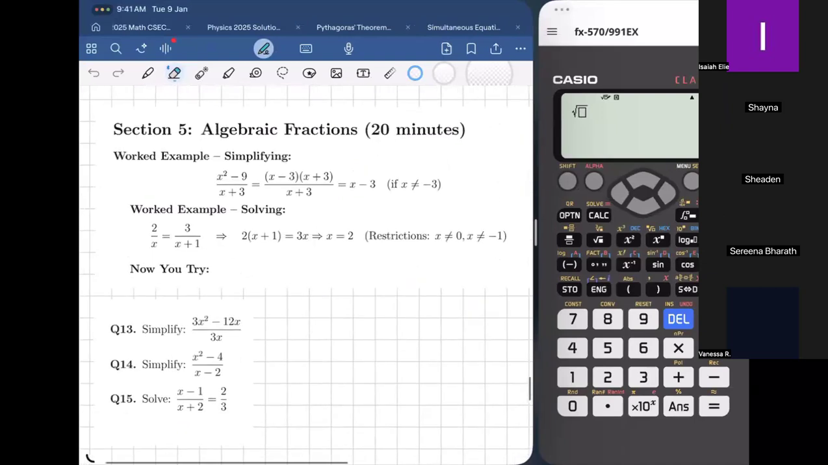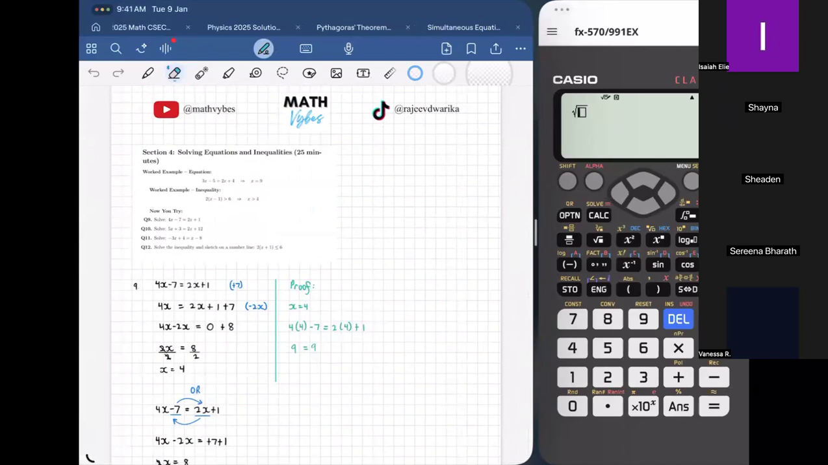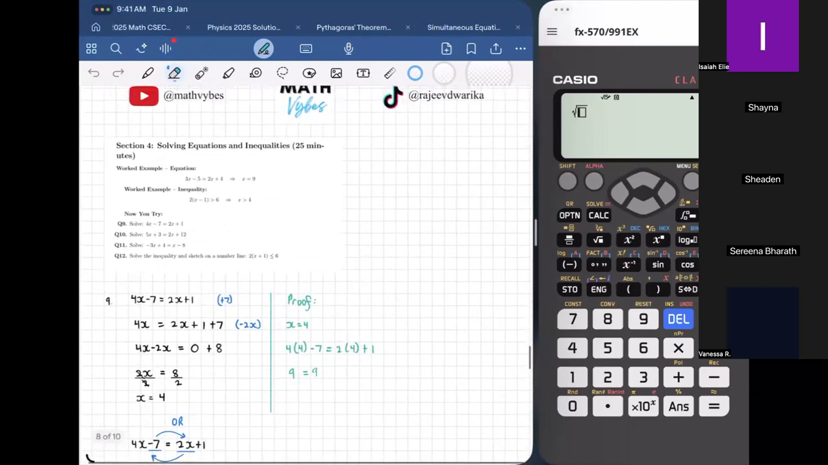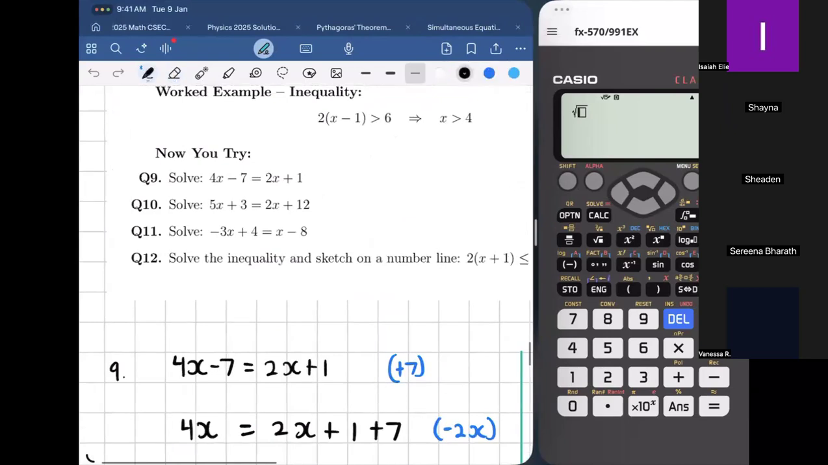So let me start off with, well, I believe we had some questions to finish off from section 4. All right, so Shay, let's jump straight into it. We had finished question 9, so let's move on to question 10. Question 10 says 5x plus 3 is equal to 2x plus 12. Shay, we're going to speed through this. Fast, fast. So we have 5x plus 3 is equal to 2x plus 12.